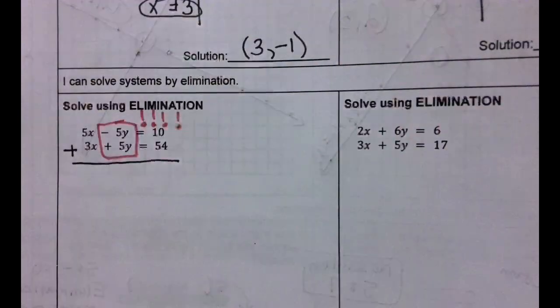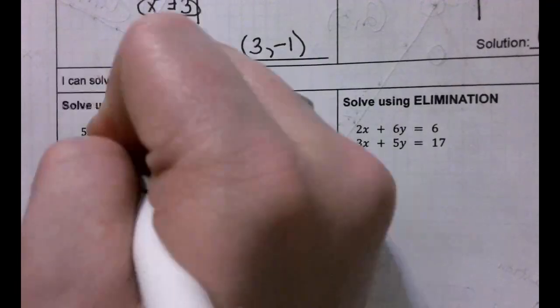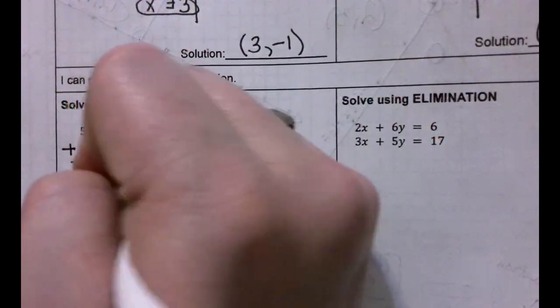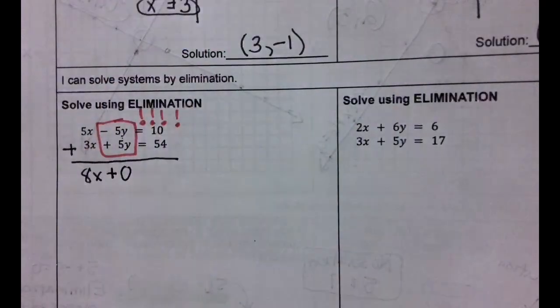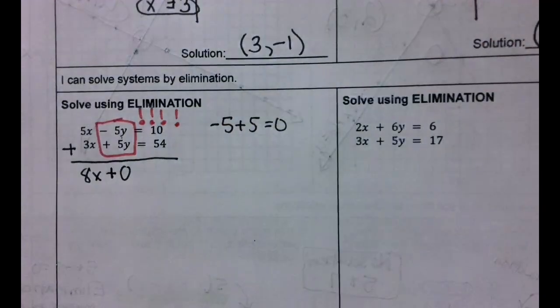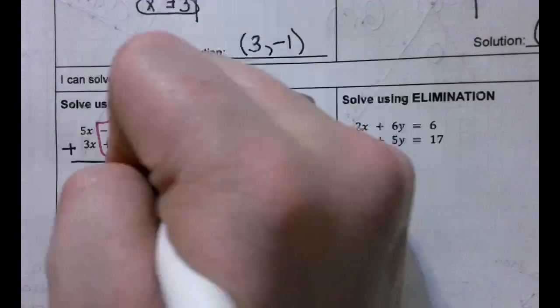I'm going to put a line here, and I'm going to put a big plus sign to remember that I'm adding. 5 plus 3 is 8. Negative 5y plus positive 5y gives me plus 0. That's our additive inverse property. Remember, when you add opposites, you get 0. It's like if I gave you $5 and you gave me $5. It's just 0. Nothing actually happened. 10 plus 54 is 64.